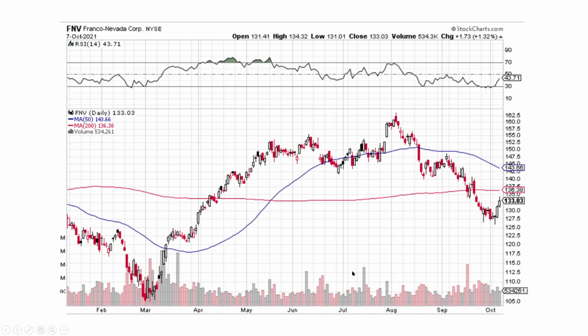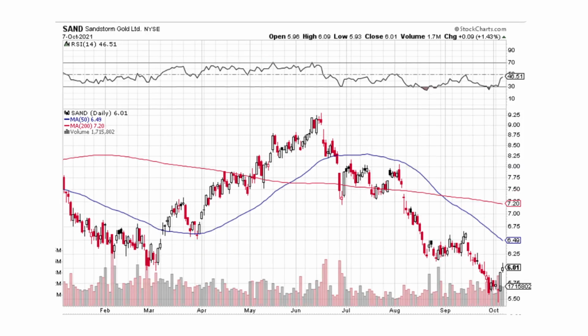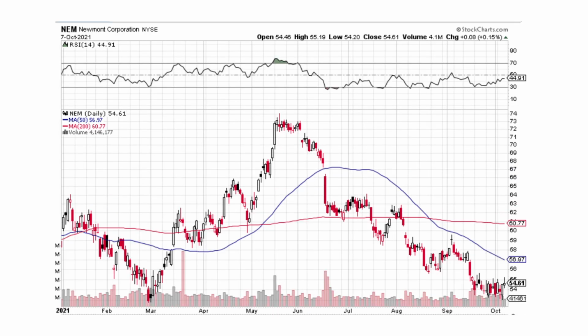Let's get moving. I mean, we could have a down day tomorrow because we've got a little wick at the top here. It traded up, wicked, and came back. The momentum is coming back down a little bit. But if we see some good, strong buying pressure in the gold and silver contracts, I think we can push this stuff higher. Sandstorm Gold, same thing. We've got Newmont.